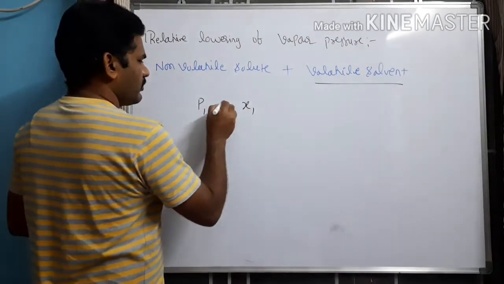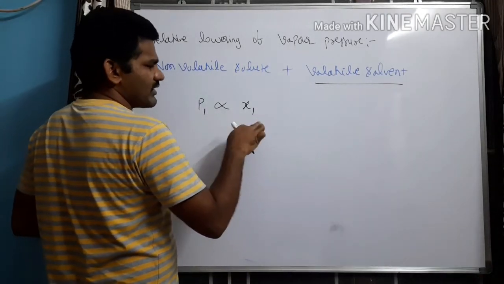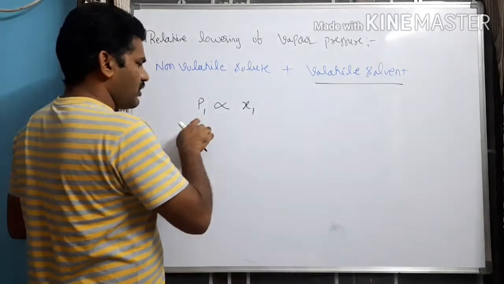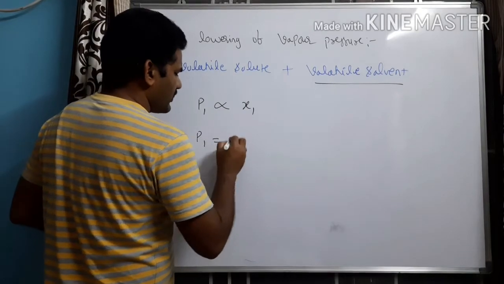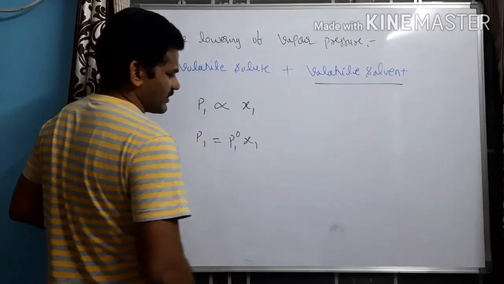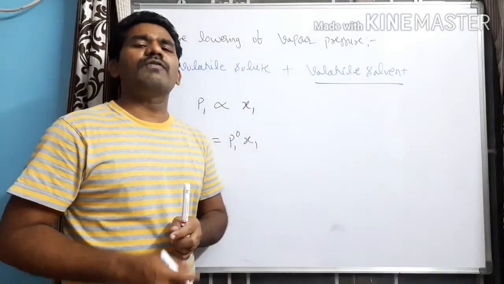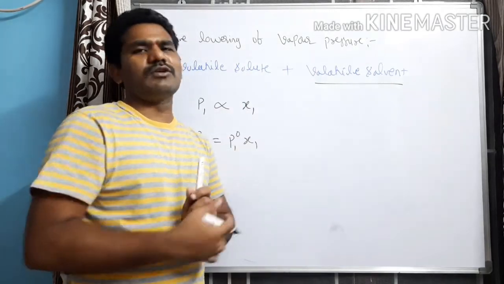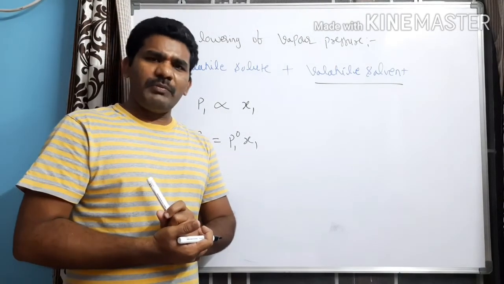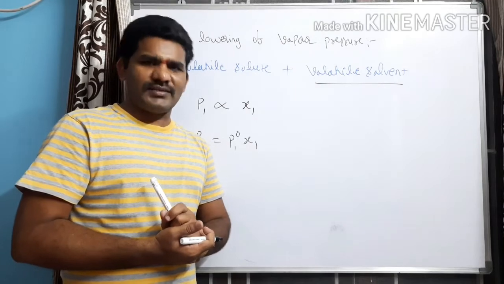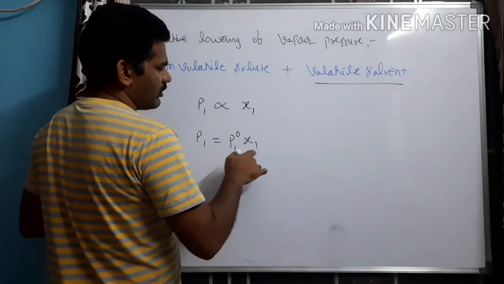According to Raoult's law, the vapor pressure of a volatile solvent is directly proportional to its mole fraction. P1 is proportional to X1. In order to remove the proportionality, I am keeping a constant. P1 is equal to P1 naught into X1. What is P1 naught? P1 naught is the vapor pressure of a solvent before a non-volatile solute is mixed to it. I repeat, P1 naught is the vapor pressure of a solvent before mixing a non-volatile solute to it. Therefore, P1 is equal to P1 naught into X1.